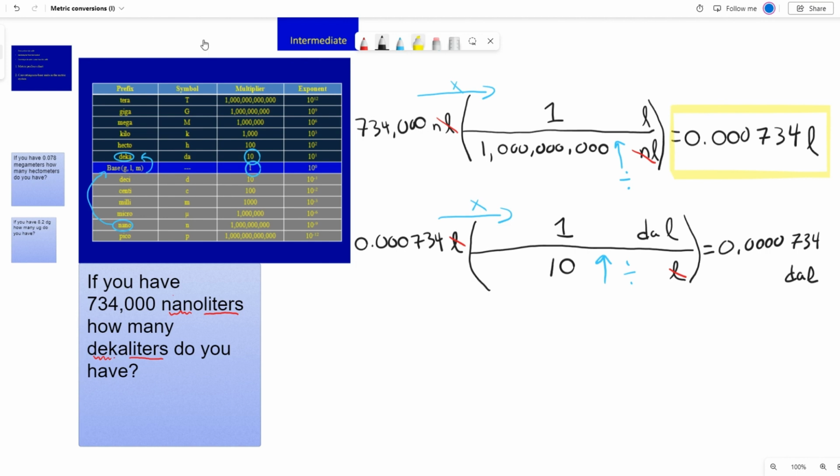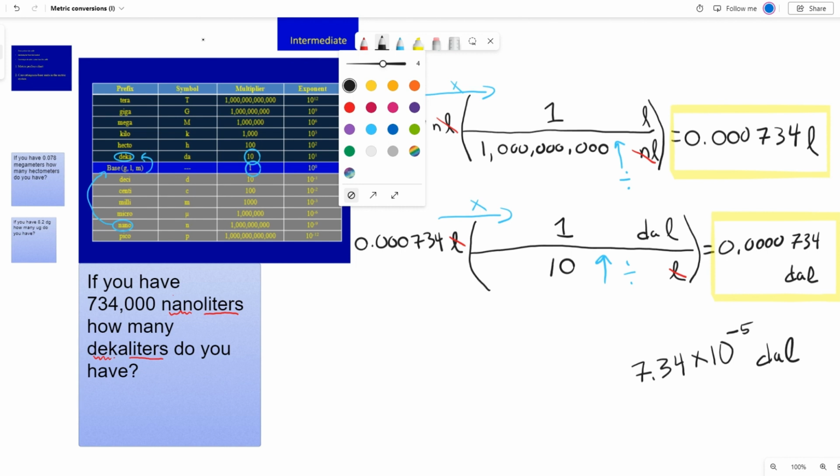And that would be our final answer for the problem. And again, if you wanted to write that in scientific notation, that would be 7.34 times 10, and then you go 1, 2, 3, 4, 5, negative 5 decaliters. Again, that's a much more convenient way to write the answer, but we did it all out with all the digits for this one, just in case you're not familiar with scientific notation.